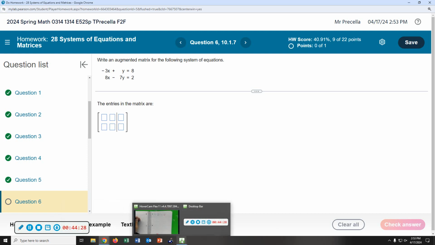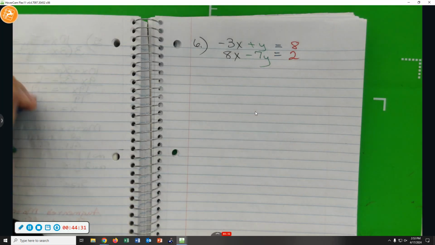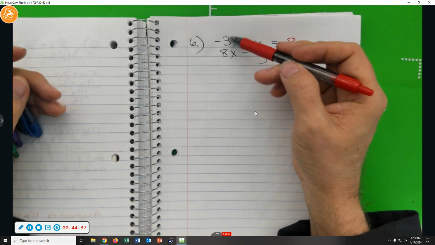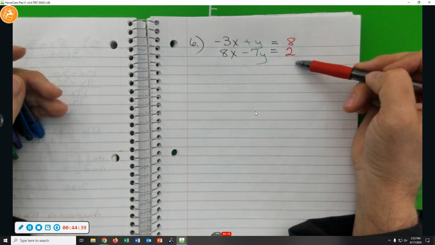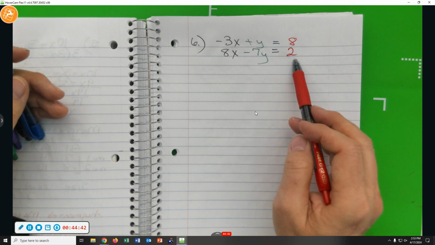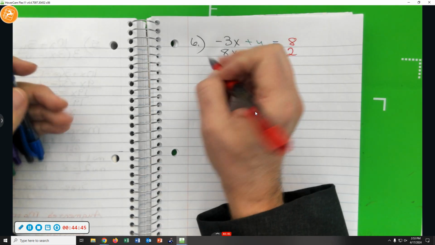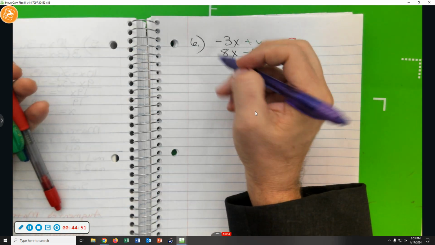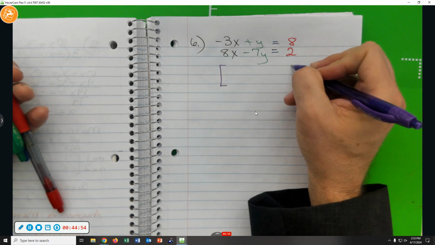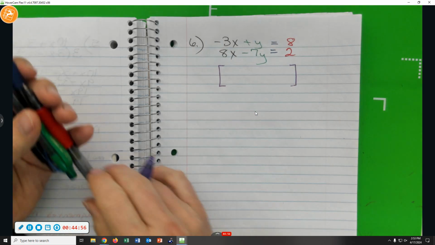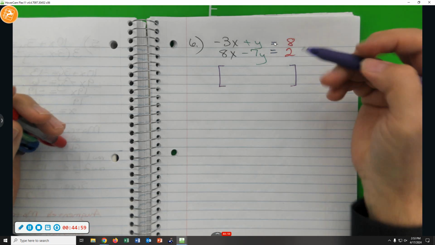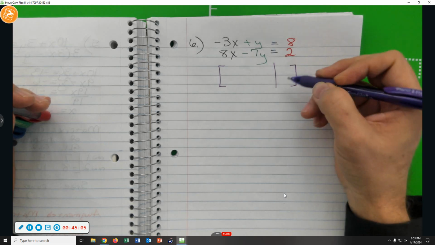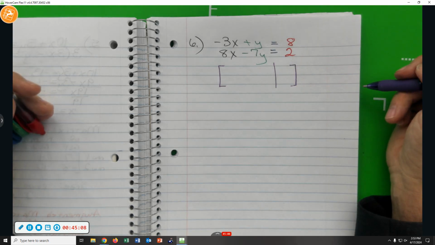So to create an augmented matrix, you have to make sure like variables are aligned and the constants are on the other side. There are 2 equations, so we're going to have 2 rows. Let me write my brackets. To represent the equal sign, we don't put equals inside this matrix. We put a vertical bar. That vertical bar is representing the equal sign.